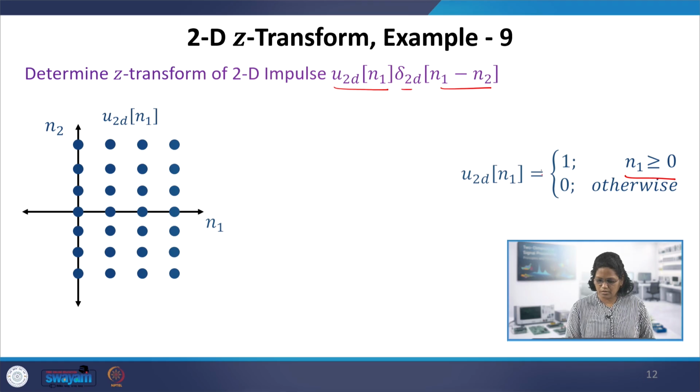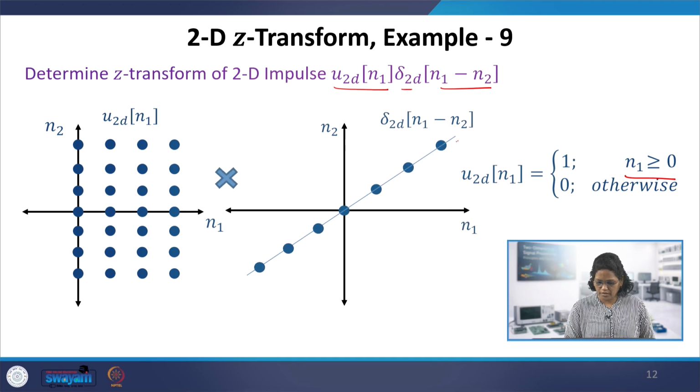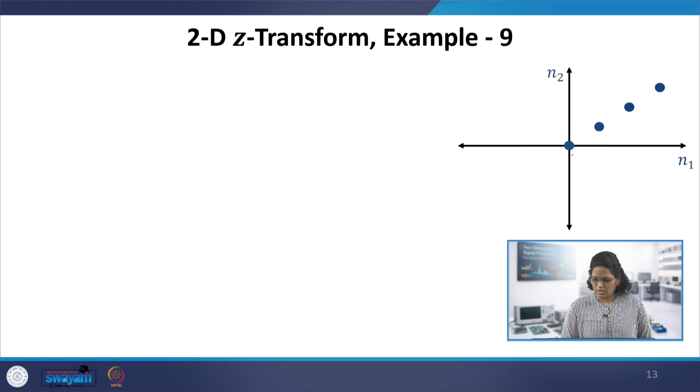In the second case, we multiply by the diagonal impulse. The diagonal impulse has the slope N1 equal to N2. Whenever N1 equal to N2, this is present in the impulse, even for negative N1 and N2, but for the other values of N1 and N2, it is 0. So it's a diagonal impulse. If we take the product of these two, the resultant sequence would be 1 only at this point. So multiplication would result in only this sequence, which is the product of N1 and N2.